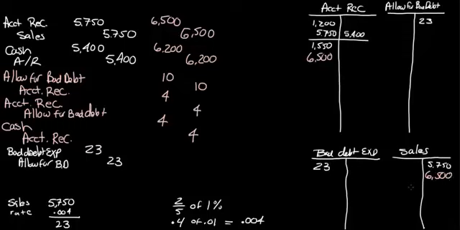$6,500 to sales. We're going to ignore the cash, the $6,200 payment on accounts receivable. Okay, $10 debit to the allowance for bad debt. $10 credit to accounts receivable. We're going to debit accounts receivable for $4. We're going to credit the allowance for bad debt for $4. So we've picked up these two 4s.